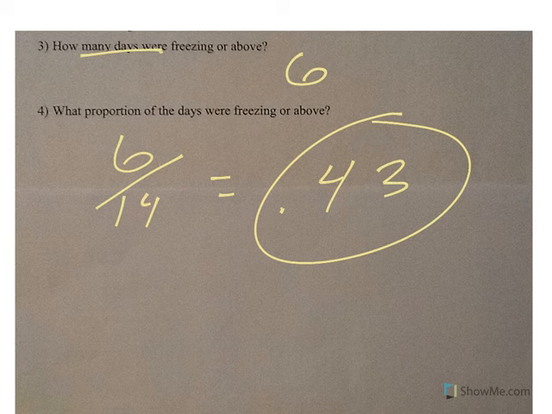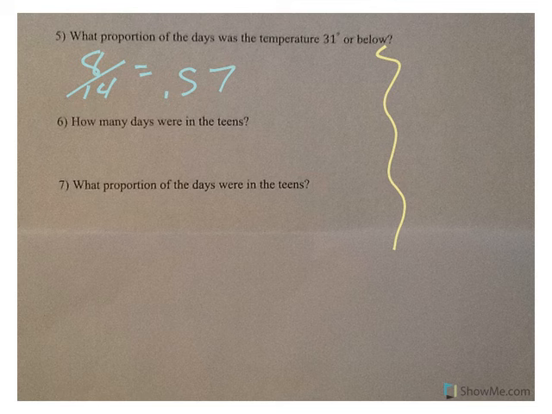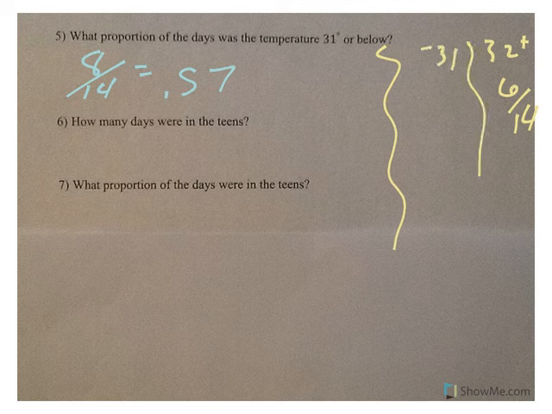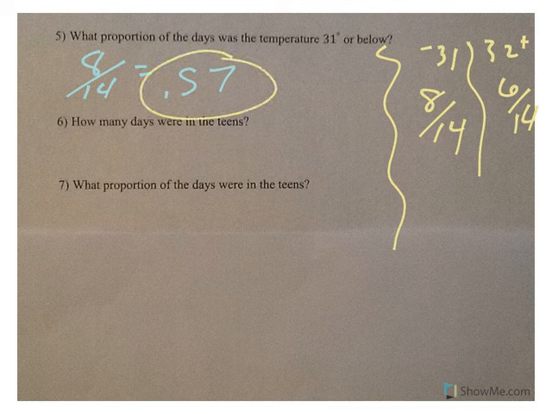We knew over here that freezing, and remember freezing is 32 and above, was 6 out of 14. So if 32 and above is 6 out of 14, then 31 and below is everybody else. So that would be 8, because together, we call these complements. Together they make up the entire set. But you can just count just as easily to get that answer.